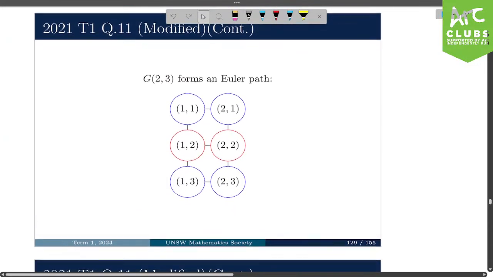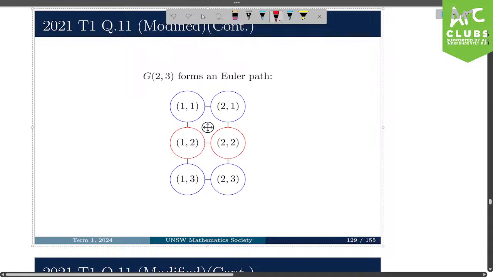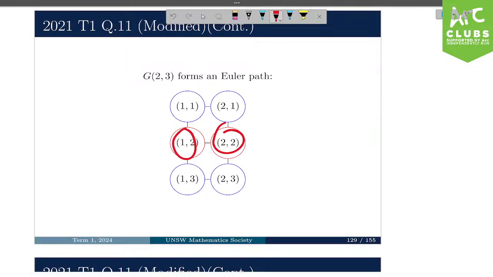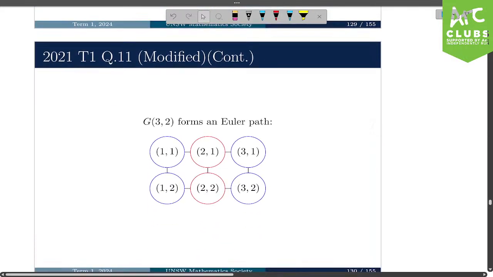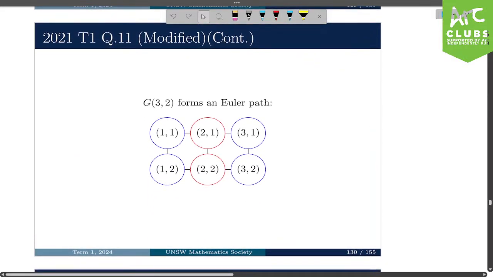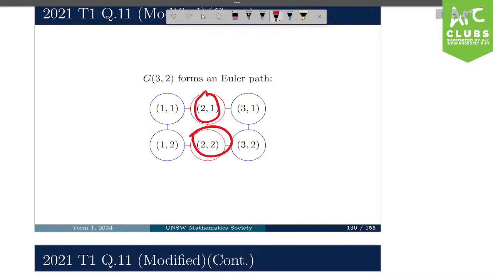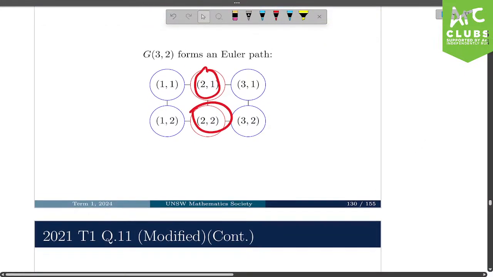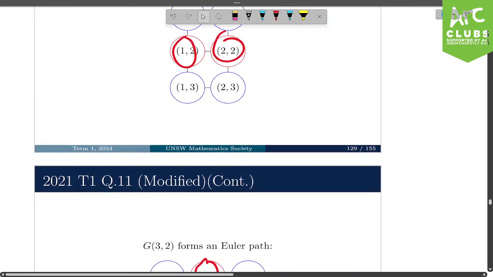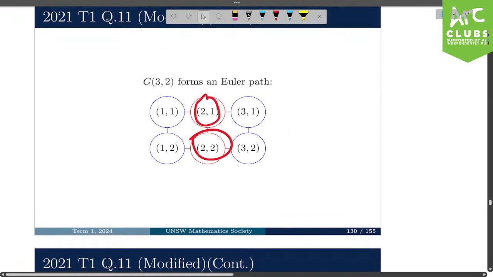Let's look at G2,3. As we can see, it only has 2 edge vertices. That means that it has an Euler path. Similarly, if you flip it, G3,2, 2 edge vertices, Euler path. Probably shouldn't have done that. And then finally, not finally, that's it. You'll notice this is actually it.